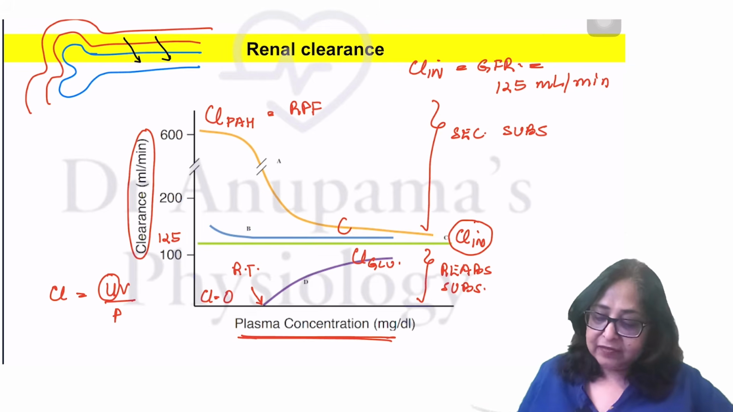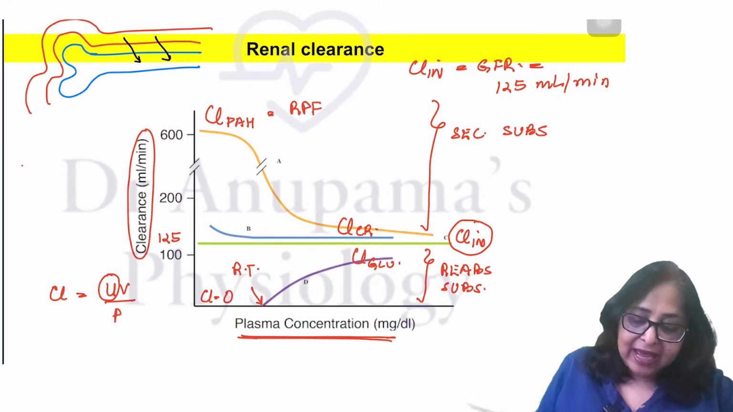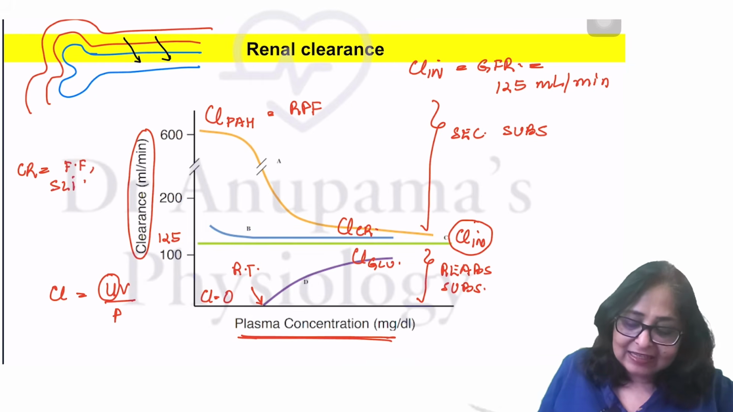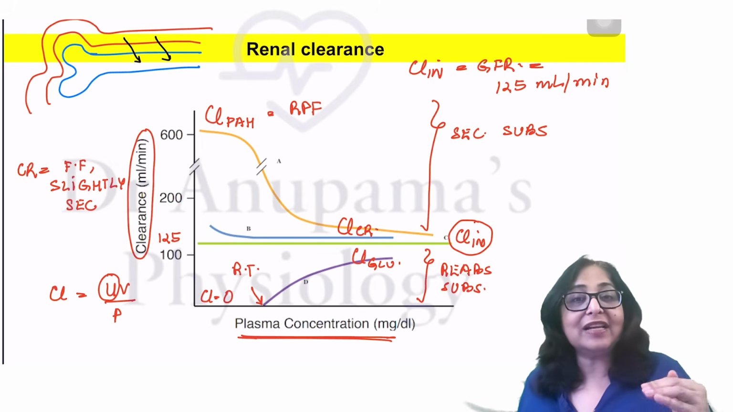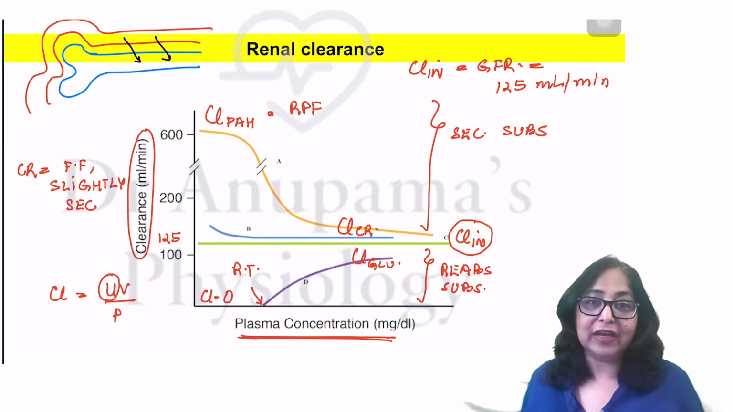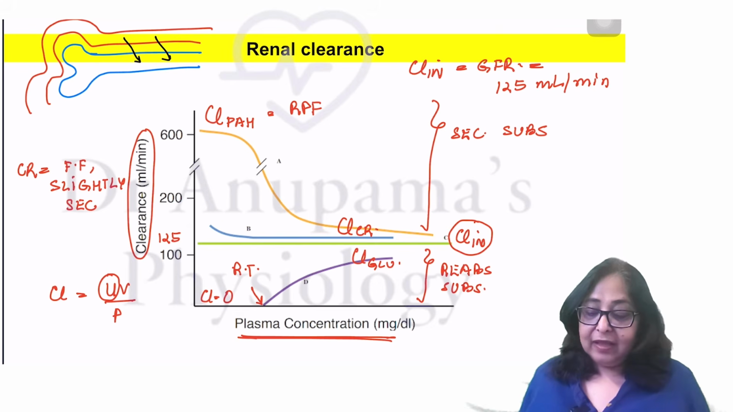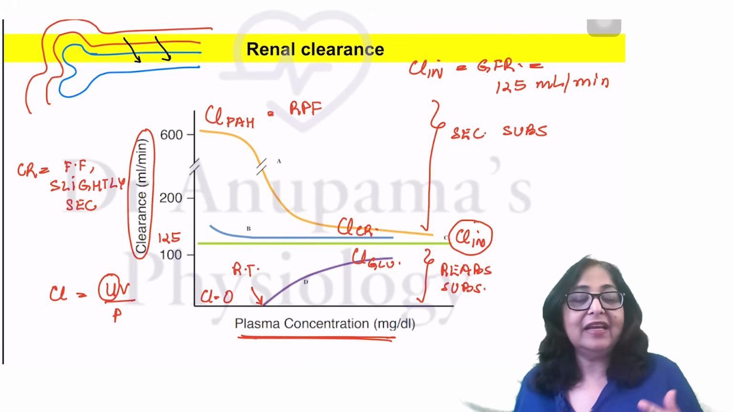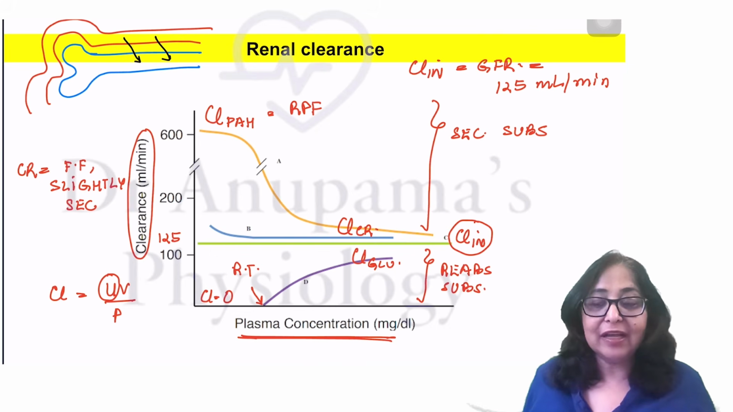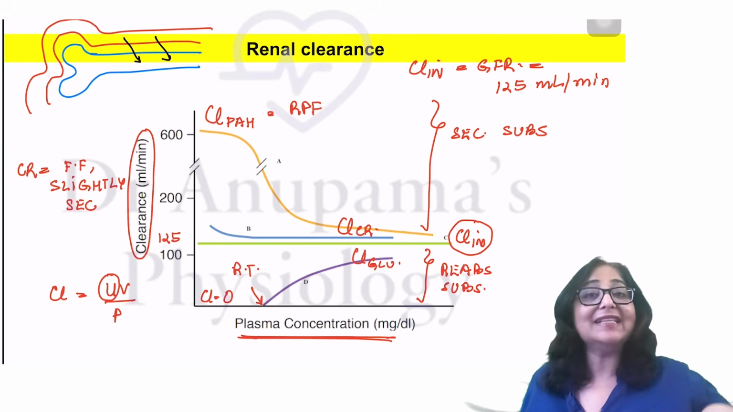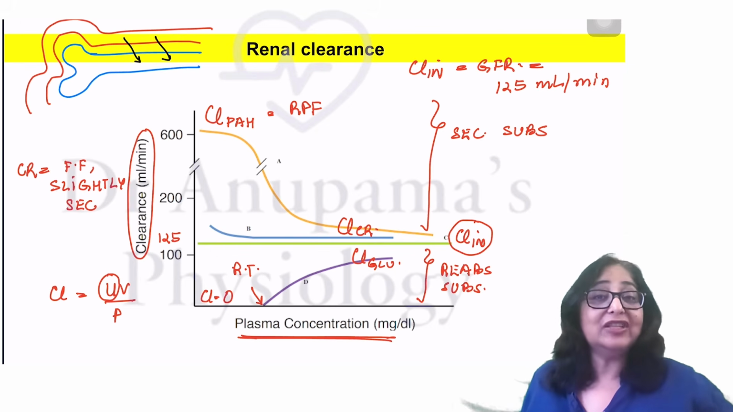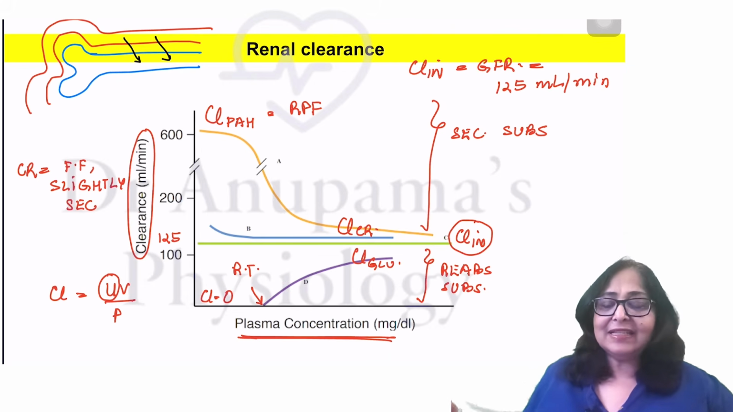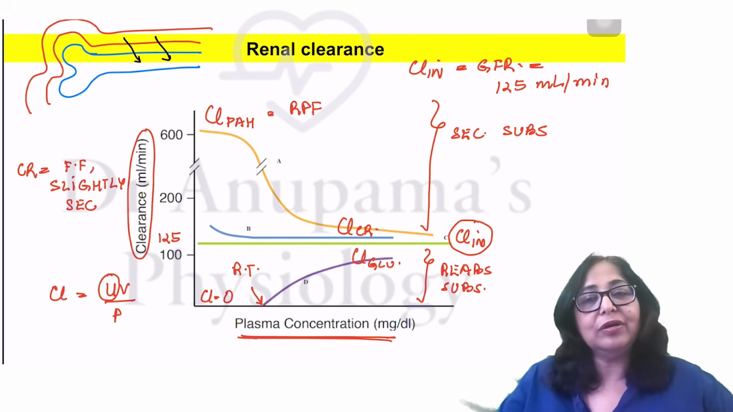Substance B is the clearance of creatinine. Why so? Creatinine is freely filtered and slightly secreted. And because it is slightly secreted, its clearance will be slightly more than the clearance of inulin. Sometimes in clinical practice, we take the clearance of creatinine for GFR estimation. Of course, we know that the clearance of creatinine is slightly more than the clearance of inulin. It's not accurate, but it is slightly easier to do.